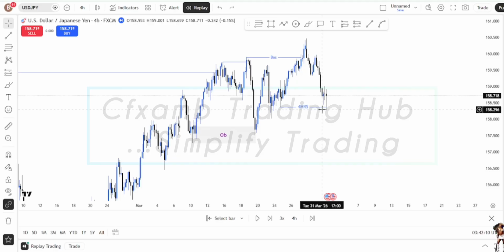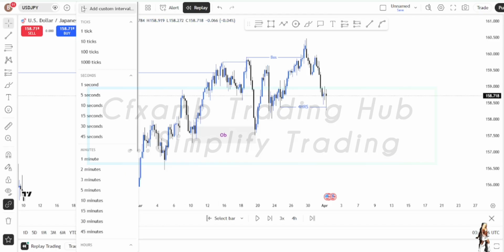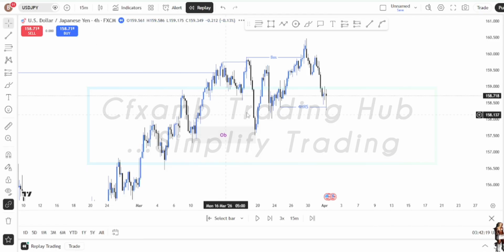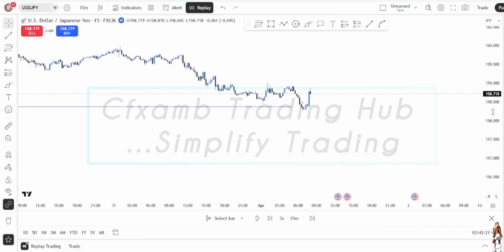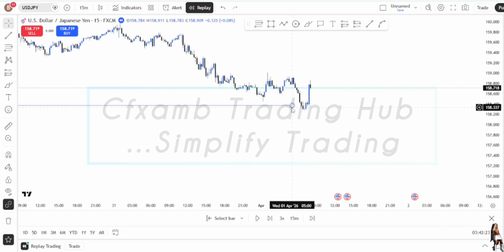Now I told you that a sweep of an inducement, a sweep of CHoCH, a sweep of BOS indicates a deeper pullback. For that reason, I will go straight to my lower time frame. Yes, I'll go straight to my lower time frame.